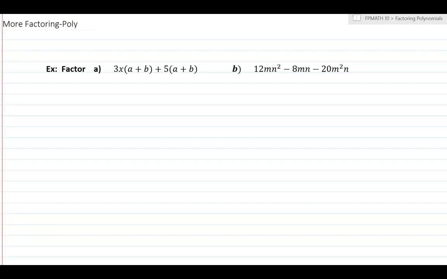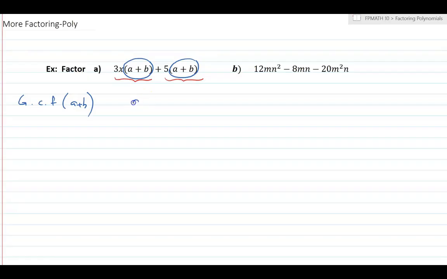So example A, we're going to factor 3x times (a plus b) plus 5 times (a plus b). See what is common between both these terms. So these are the two terms. What do you see that is showing up in both of them? There is no x for the second term, but look what else it has. A plus b in here and a plus b on the second term. That is your GCF. So the GCF is a plus b. There's nothing wrong with having a binomial as a GCF.